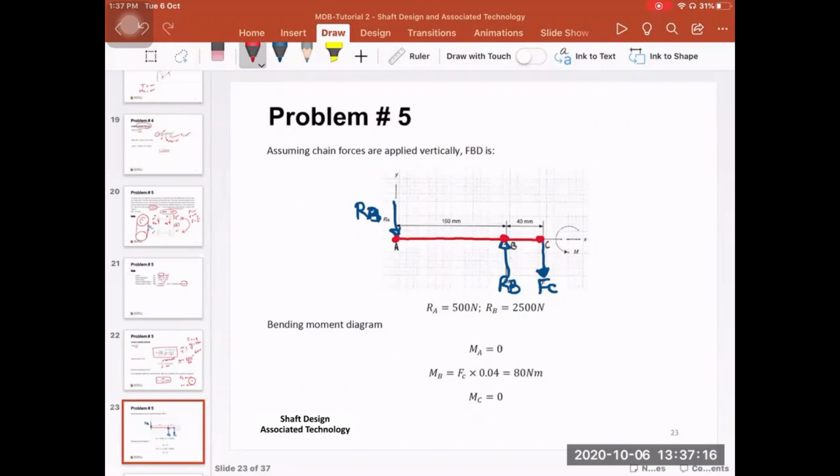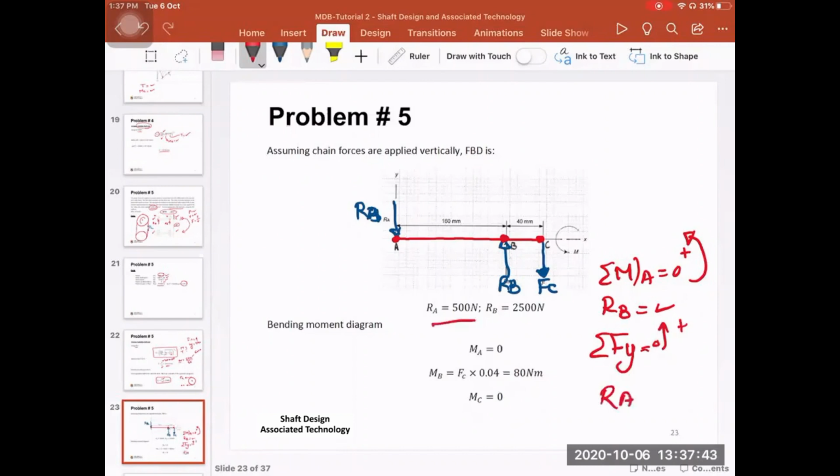Then simply, if you apply the equilibrium equations, the summation of the moments at point A is equal to 0. And if you assume that this is your positive direction, for example, you will be able to find RB. Then apply the second equilibrium equation, all the forces in the y direction go to 0. And if this is our positive direction, this will give you RA. So in this case, RA and RB can be found.